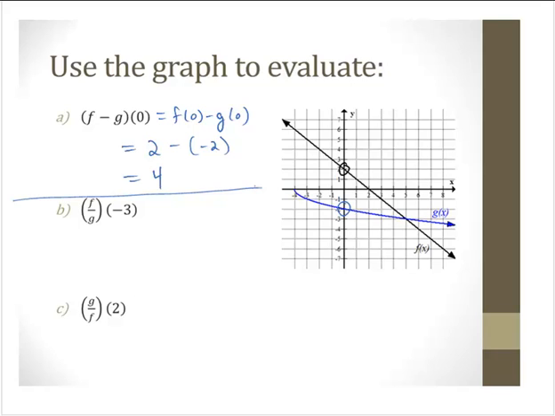f over g of negative 3. That would be f of negative 3 over g of negative 3. Let's see, f of negative 3, when the input is negative 3, the output is 5. And g of negative 3 is negative 1. So that would give me 5 over negative 1, which is negative 5.